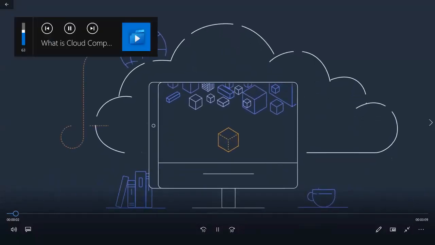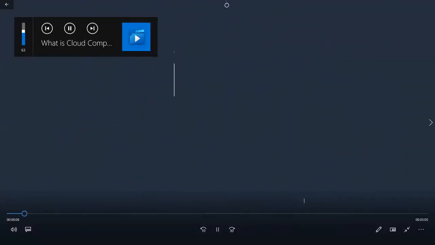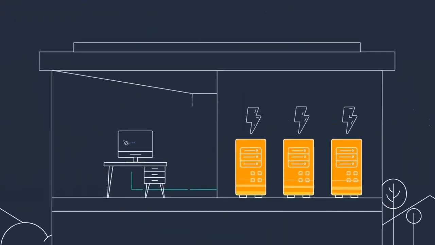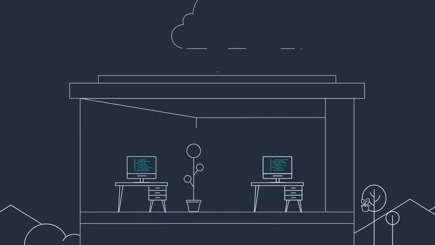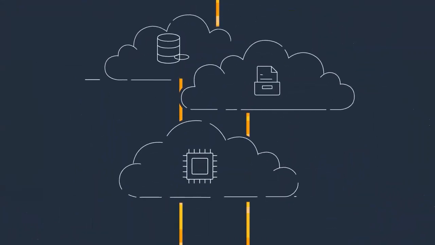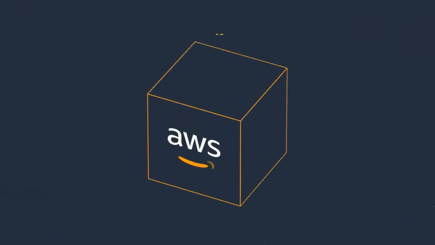Cloud computing is the on-demand delivery of IT resources via the internet with pay-as-you-go pricing. Instead of buying, owning, and maintaining physical data centers and servers, you can access technology services such as computing power, storage, and databases on an as-needed basis from a cloud provider like Amazon Web Services.